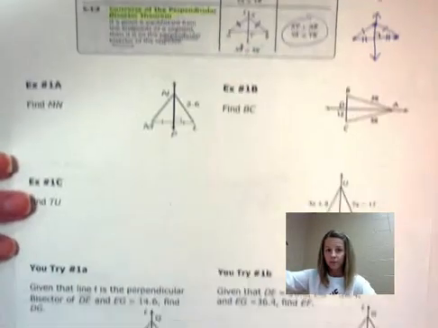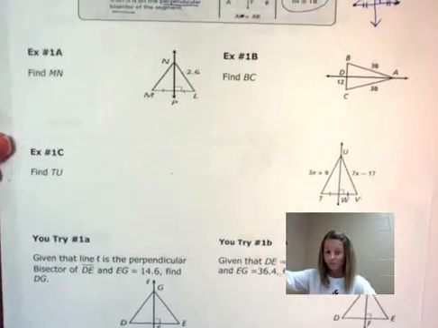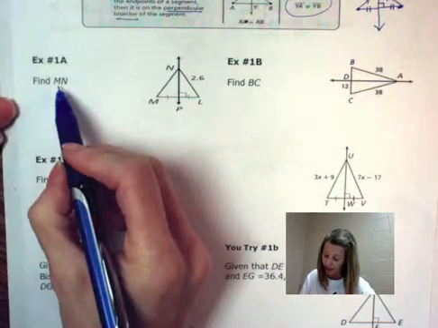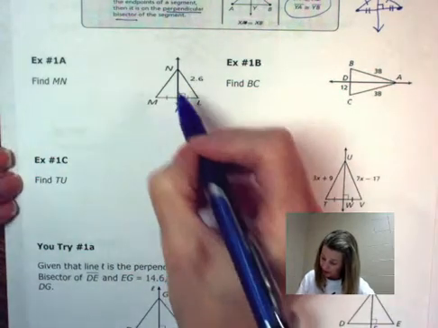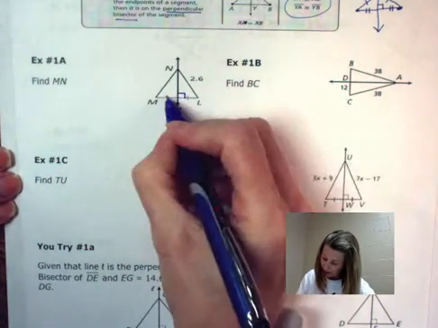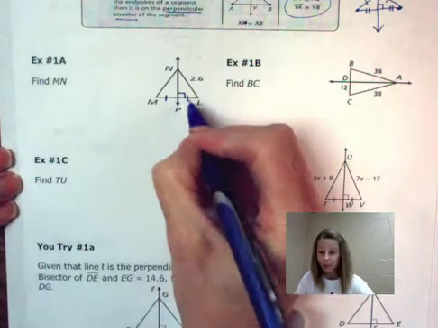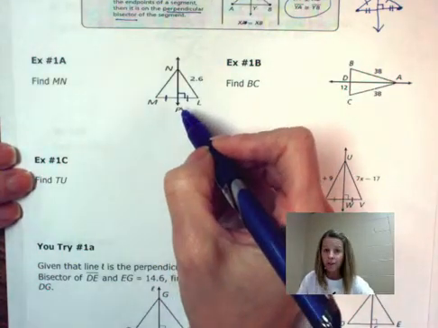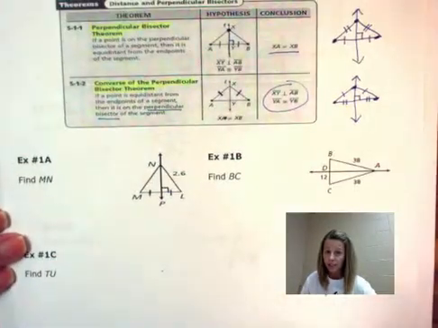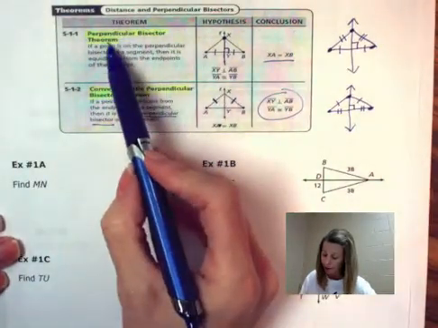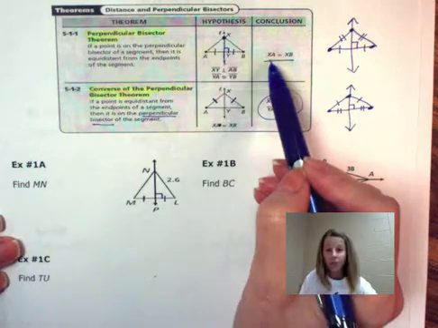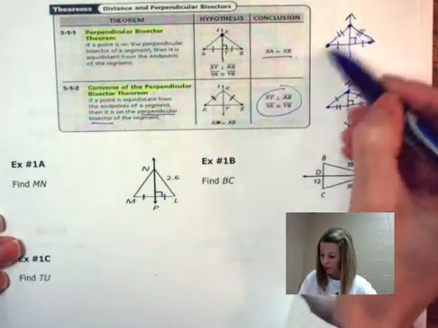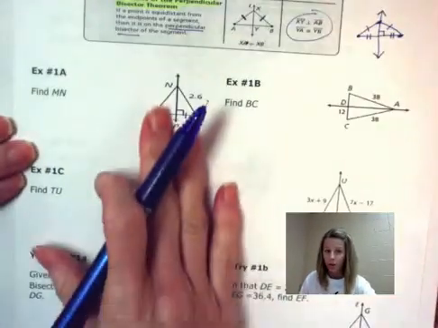All right, so first example here. Find the length of MN. So when I look at this picture, I see a right angle, and then I see these two congruent marks. So that means this is the perpendicular bisector. So my theorem up here says if you have the perpendicular bisector, then these two segments are congruent, these two segments on the side. So I'm going to mark that here.